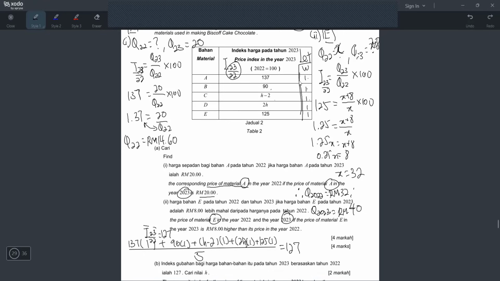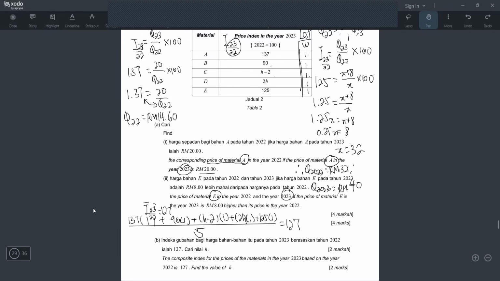Okay, for those students that want to write 20, because maybe some students want to write in percentage, can also. It means the weightage is 20%, 20%, 20%, 20%, 20%. But if you write like this, you will write 137 times 20, 90 times 20, and so on, but you have to divide by 100 later. Can also, you will get the same answer. If you want to do it like that, then it's also correct, right? Just make sure you divide by 100 if you want to write 20 for the weightage.